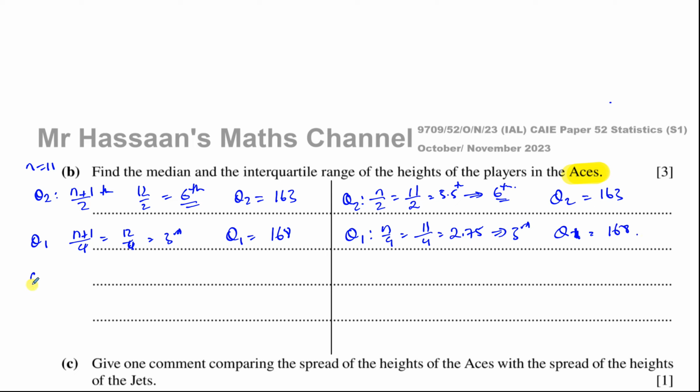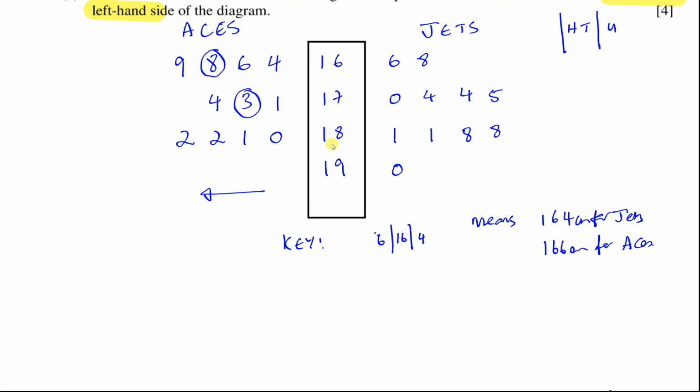Okay, and to find the upper quartile, Q3, in this case it'll be 3 times n plus 1 over 4, which is basically going to be the 9th entry. It's just 3 times this value over here. So for Q3 we count backwards from here. This is the 11th entry, that's 11th, 10th, 9th. So it's going to be 181.